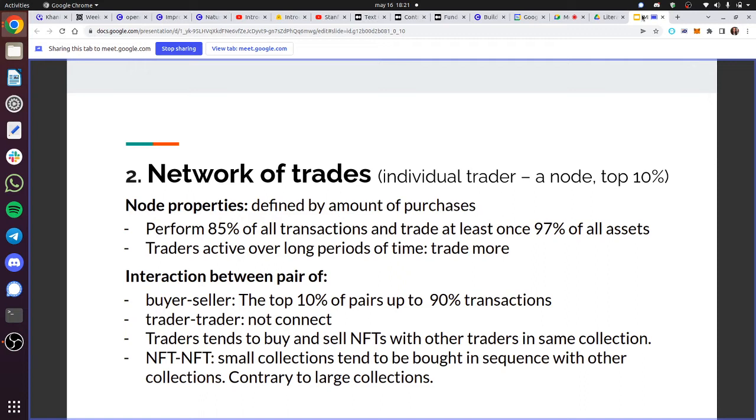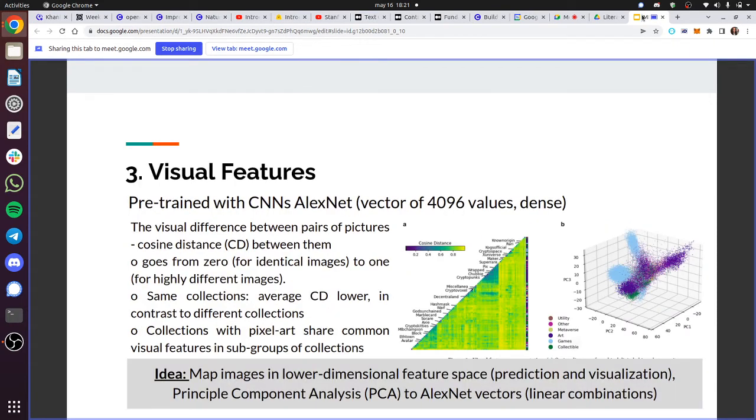than across the collections. And among the NFT and NFT market, they categorize into 2 kinds of collections, the small ones and the big ones. With the small ones, the traders tend to buy in sequence with other collections, many different collections. But for the large collections, they will purchase just the same collections, the same interest. The next, please.